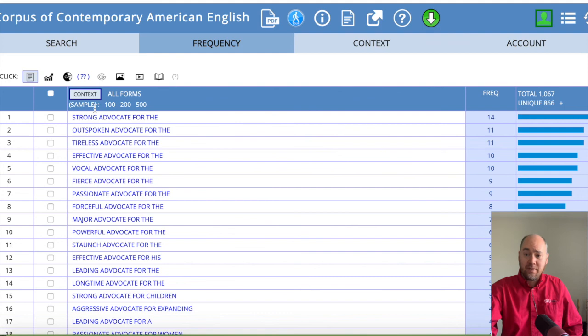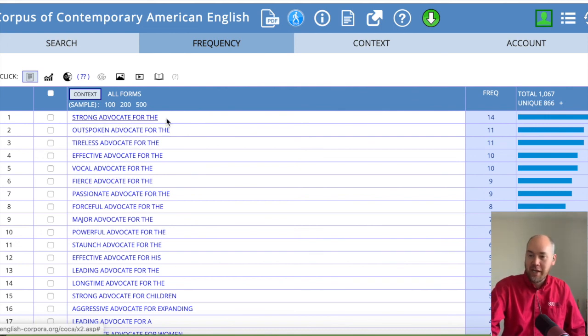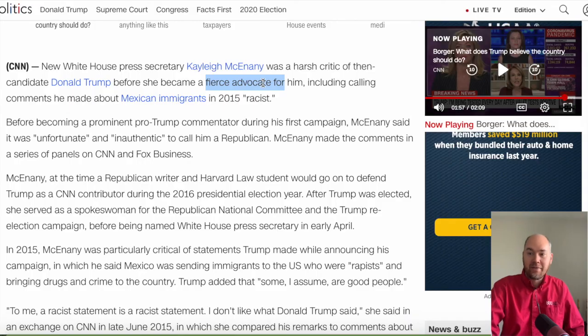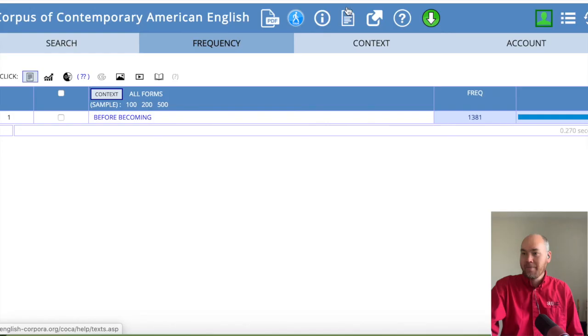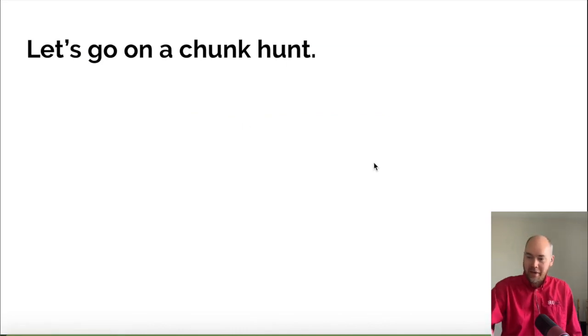And finding this in the corpus tells me a lot of people say this. Well, 14 people, but a lot of people use other adjectives. Strong is just the most common. And that tells me it's safe to use, right? It wasn't just this author who used "fierce advocate." That means this is not plagiarism. It's just the way a lot of people would phrase this. So we found a chunk. We found "blank advocate for the," right?